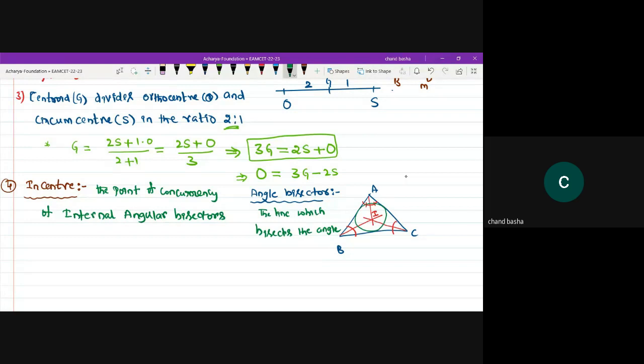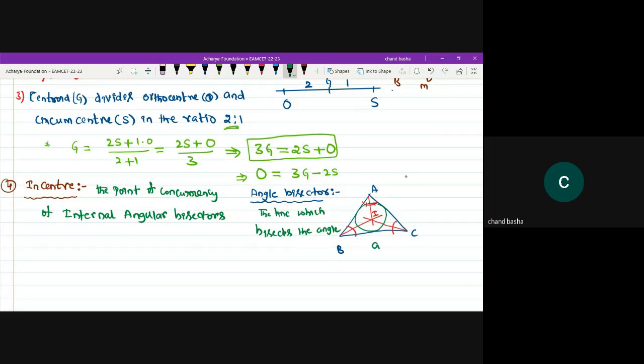So what is meant by an external angular bisector? Can we have external angles also? Yes, we have external angles also. That center is called an excenter. That is not necessary for us, right? So here it is a point of concurrency of internal angular bisectors.